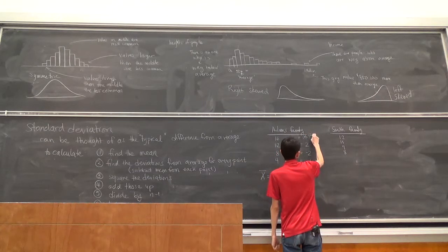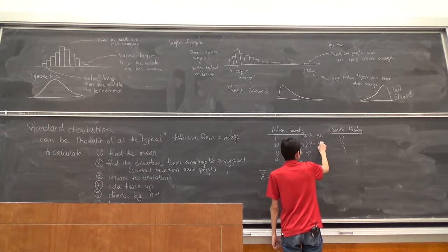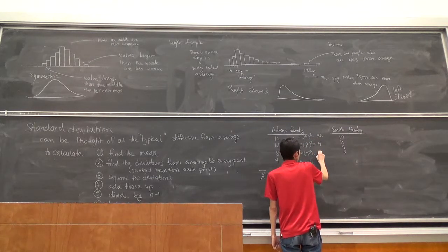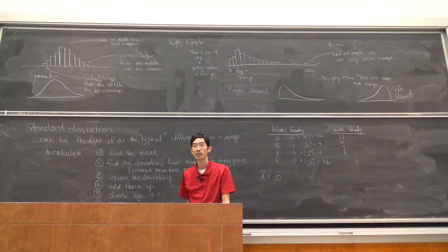So what is 6 squared? 36. 2 squared? 4. -2 squared? 4. And -6 squared? 36. Is everyone good with that? Okay.